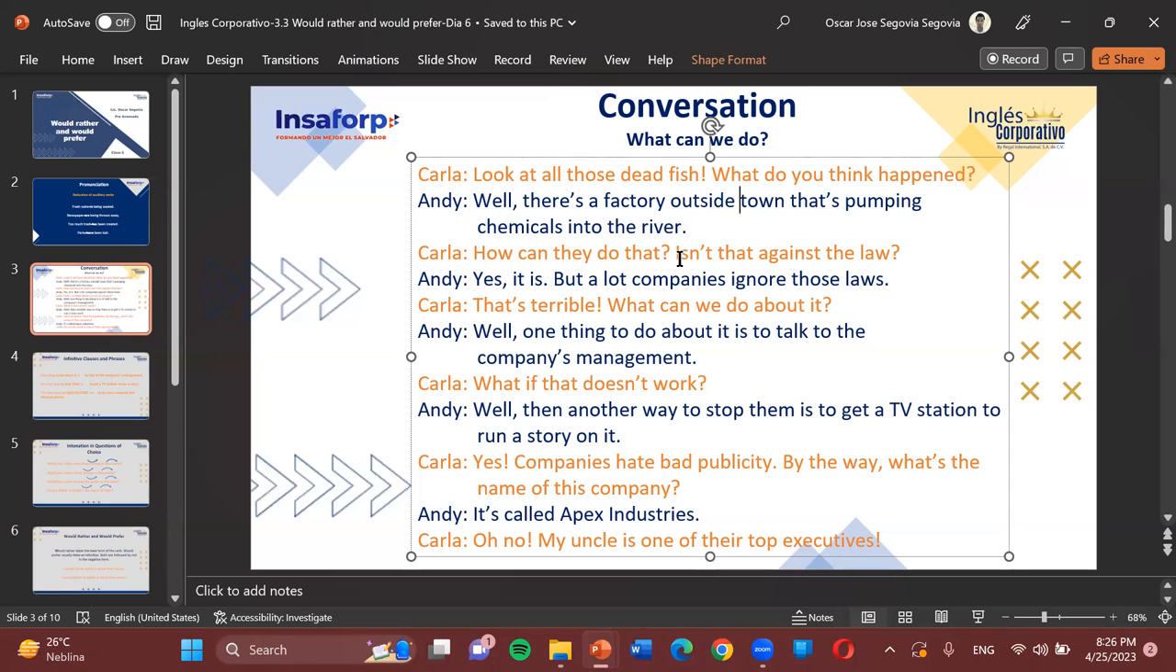Tag questions are the ones that we use with phrases like, for example, you tell someone, you're going to the party, right? That question at the end, when you say right, that is what we're going to know as the tag question. So here, when we use these negative ways of asking the questions, we're going for an idea that we already have, but at the same time, we just want to confirm if that idea is okay or is correct. So isn't that against the law? She already has an idea that this is against the law, but she wants to make sure that it is.